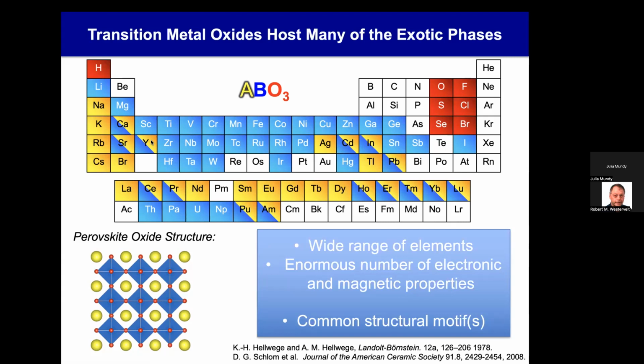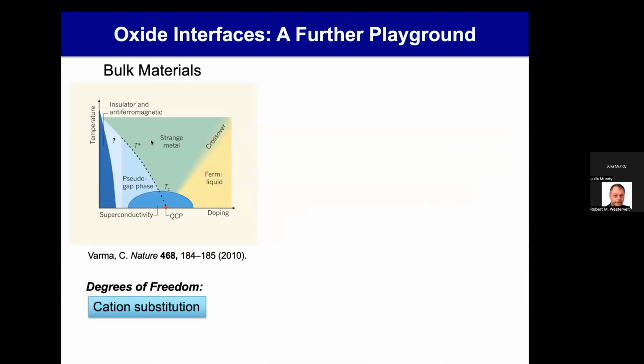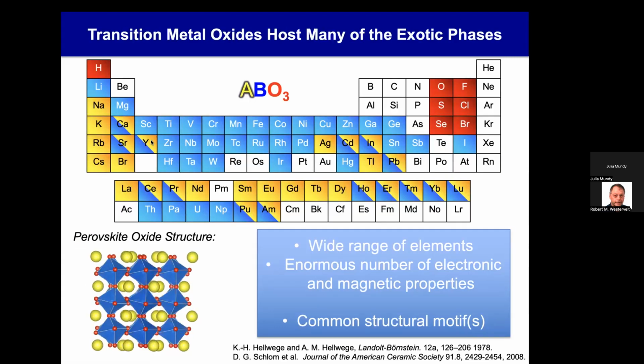Some of these structures, of course, have distortions. They don't all have the perfect cube; they tilt back and forth, but nevertheless, you have this common oxygen octahedral cubic symmetry. And so that allows you to think about not only searching in a single material, but combining materials together and searching for novel functionality that might emerge in the interfaces between those materials.